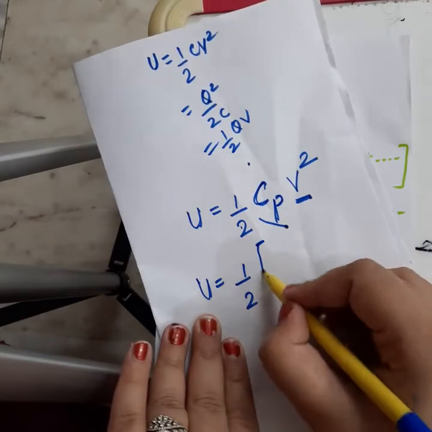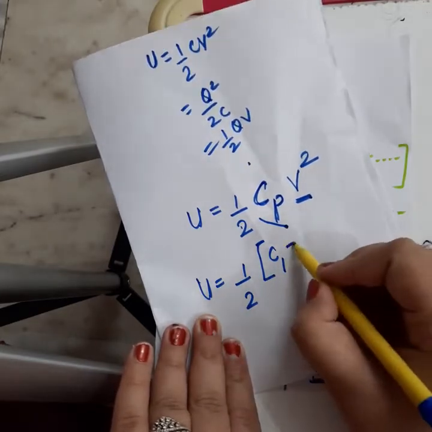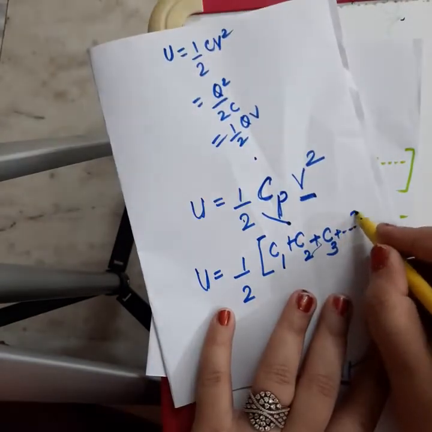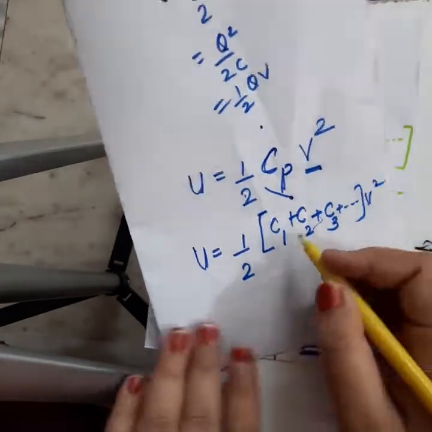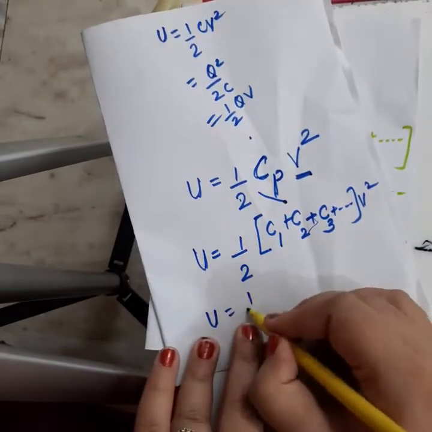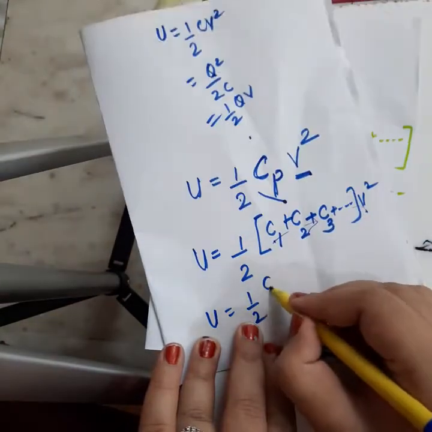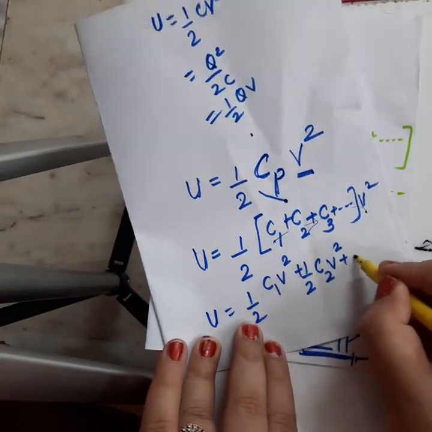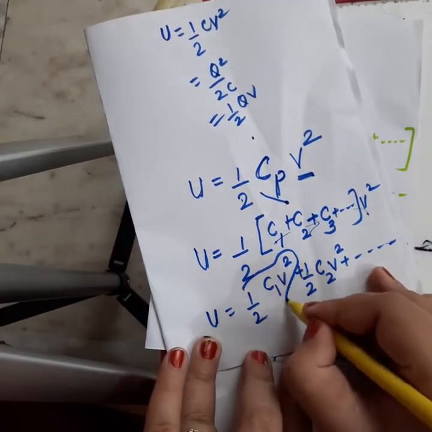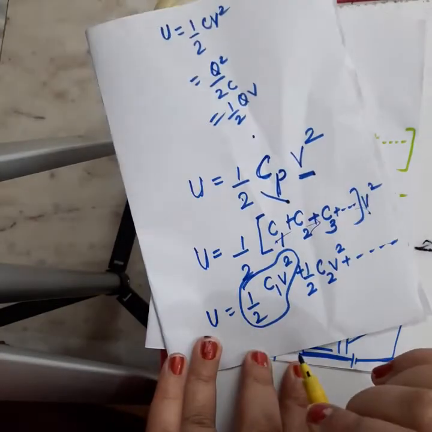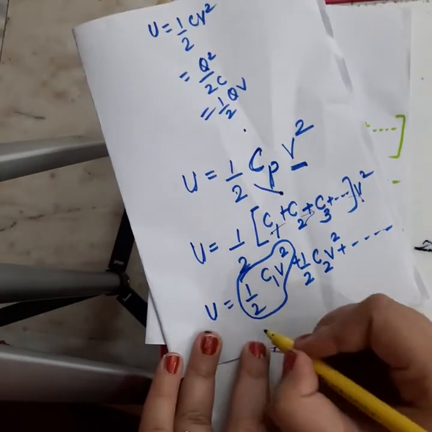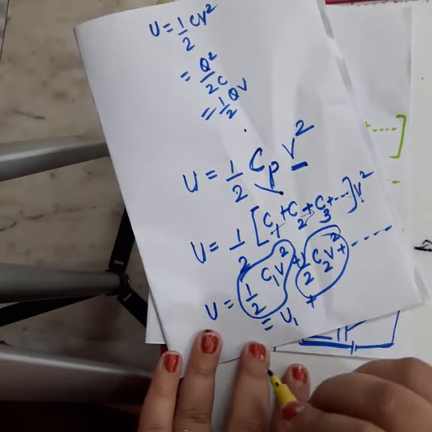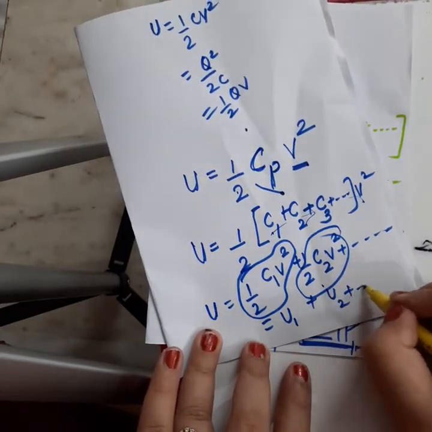Okay, so the next concept is, keep this 1 by 2 as it is. We know that the value of Cp is given by C1 + C2 + C3 and so on, times V square. So U is equal to 1 upon 2 C1 into V square plus 1 upon 2 C2 into V square plus so on. But don't you think that this is the energy of the first capacitor? This is the energy of the second capacitor, plus so on.